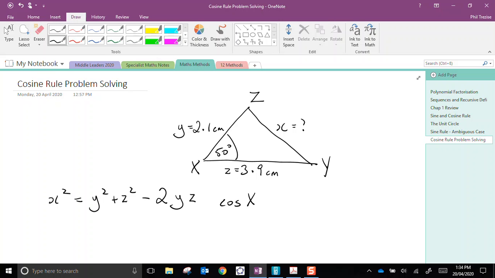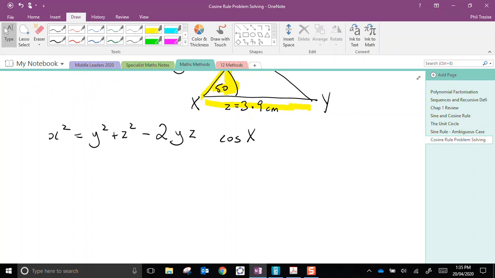And that's fine because we know everything on the right hand side of this equation. The cosine rule is the perfect one to choose when the angle we have been given, the 50-degree angle, is the included angle between the two sides. So let's substitute here and see what happens.